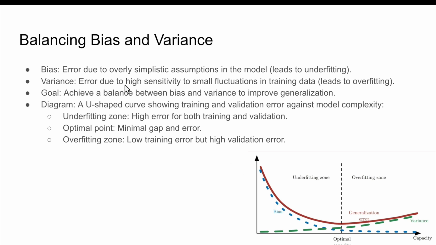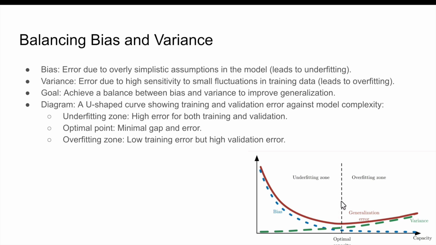All right, variance is high sensitivity to small fluctuations in training data. So basically the model gives greater than normal importance to any feature, each and every feature, and that's variance. Okay, that is shown by this green line. The error goes on increasing in variance as more and more data occurs.